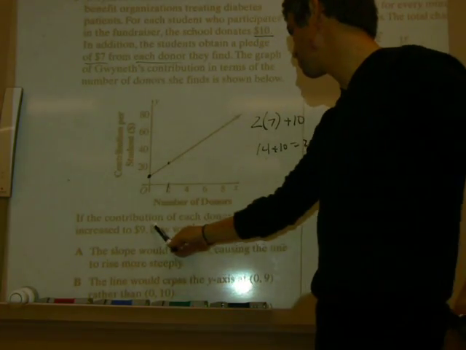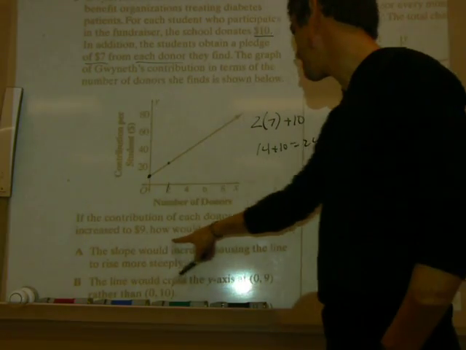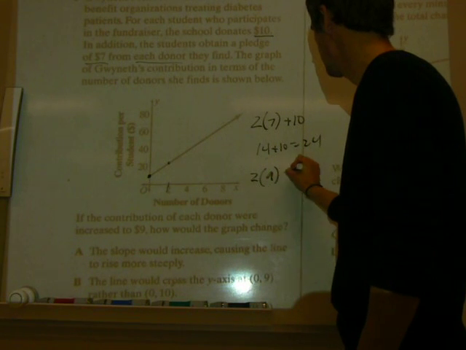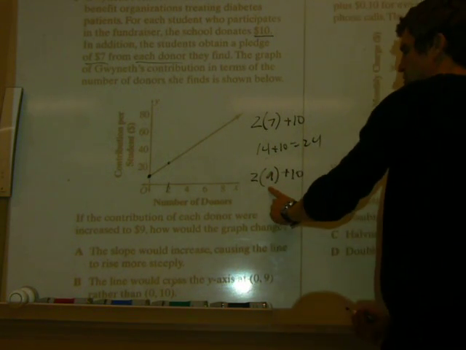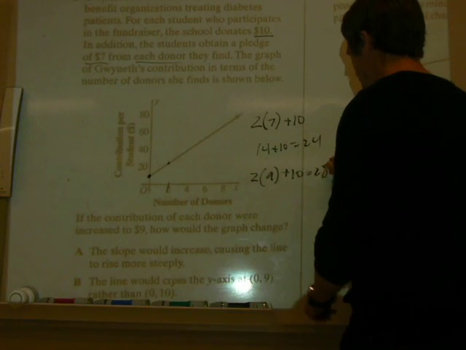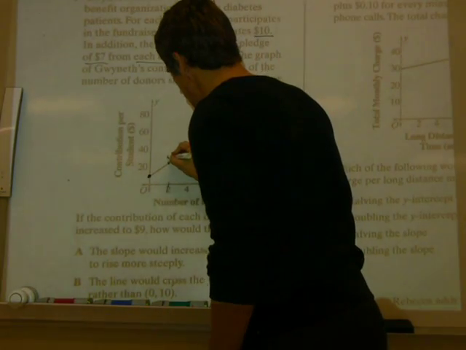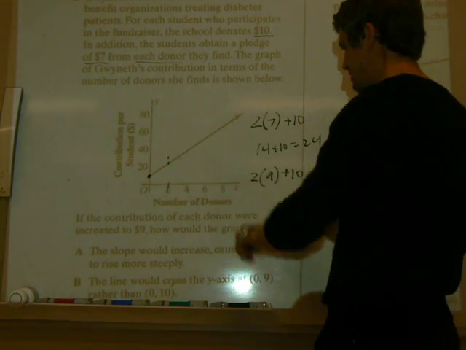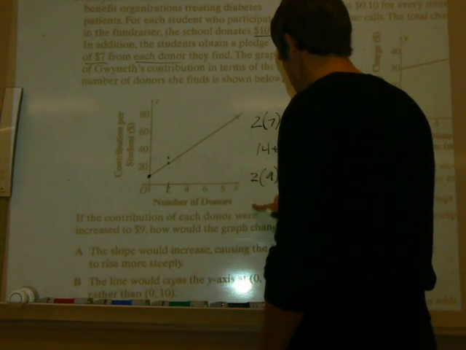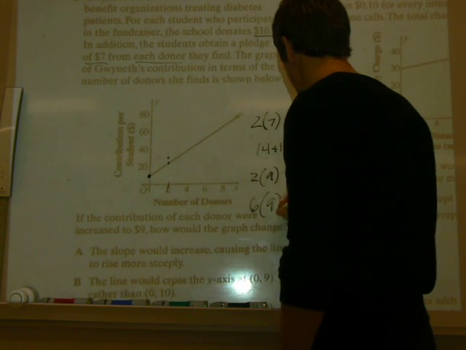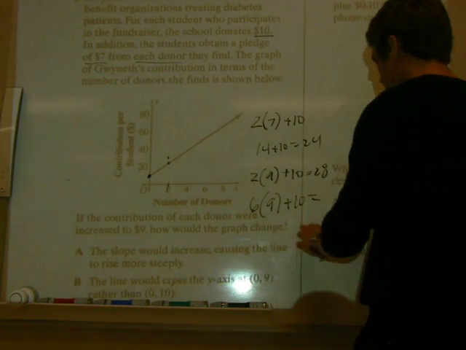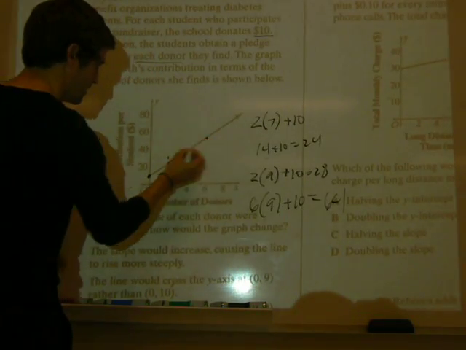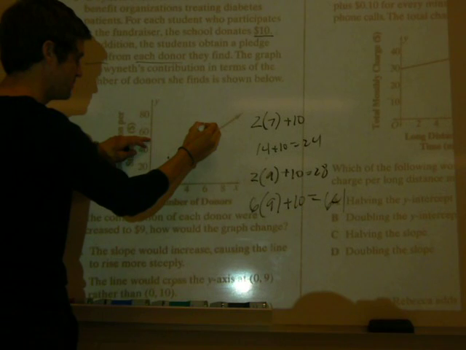Says if the contribution of each donor were increased to 9, how would the graph change? Well, if it increased to 9, she would get $9 per person. 18 plus 10 would be 28. So instead of this being at 24, it would be at 28. So that'd be a little higher, right? If she got, let's do a big number, she got 6 donors, right? She would get 6 donors, $9 from each, that'd be 54 and 10 is 64. Right now when we have 6, it's about there. 64 would be somewhere in this.